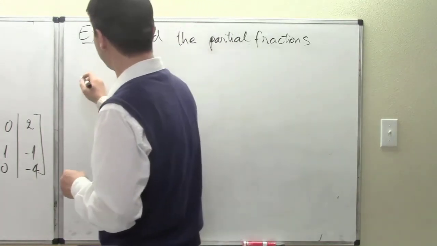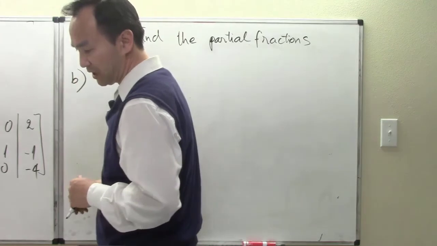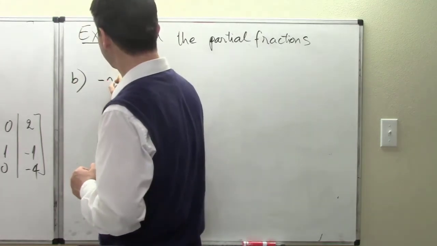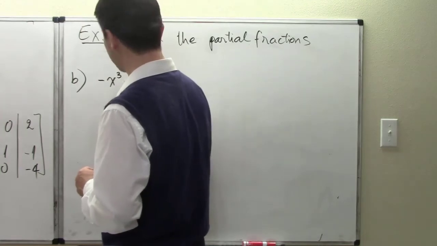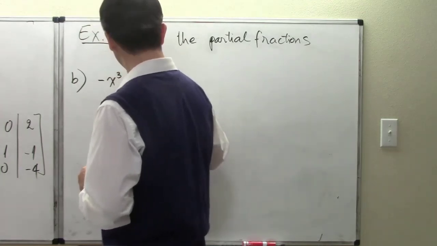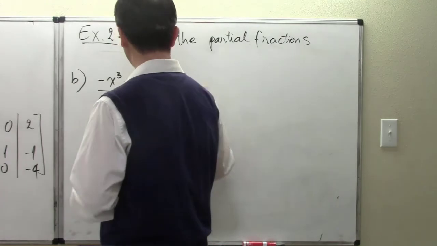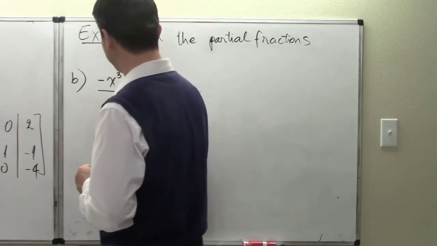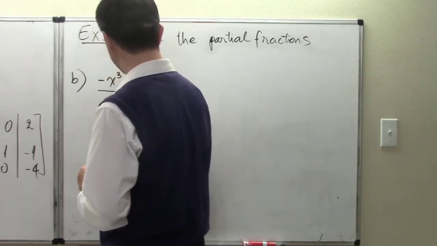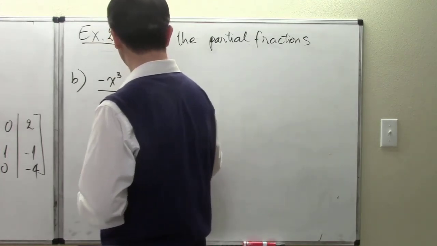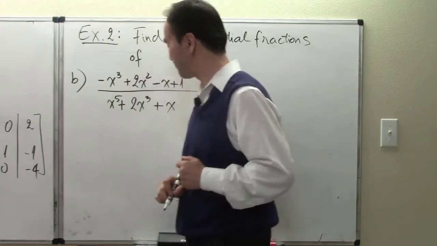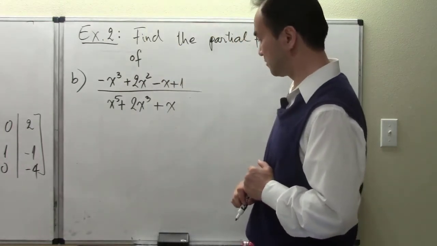All right, so part B of our example, let's look at the following. Minus x cubed plus 2x squared minus x plus 1, and we're dividing this by x to the 5th plus 2x cubed plus x.